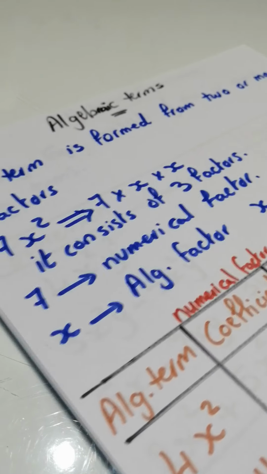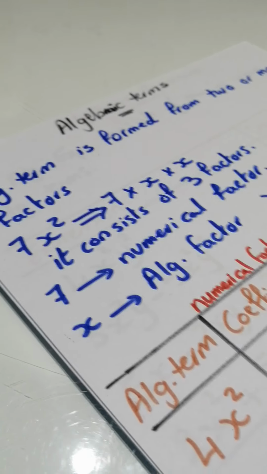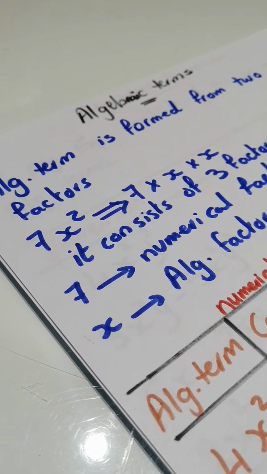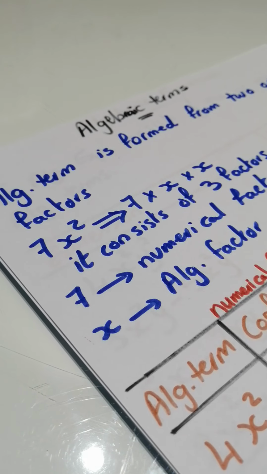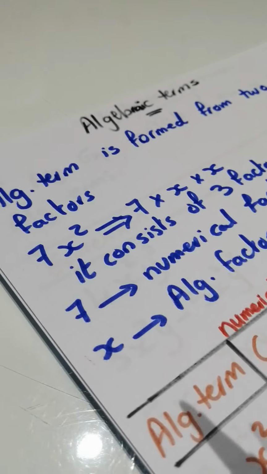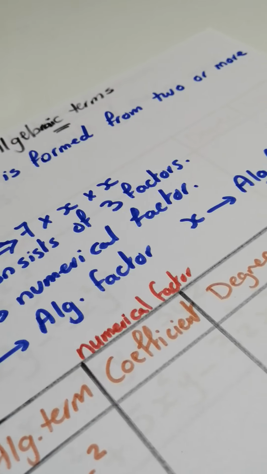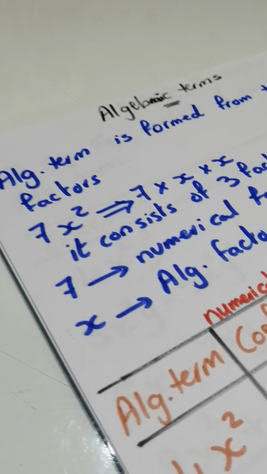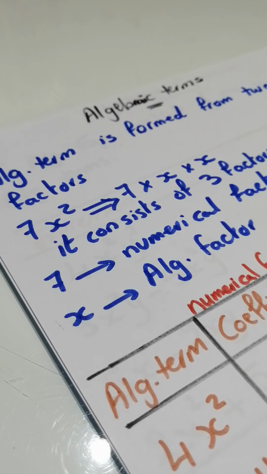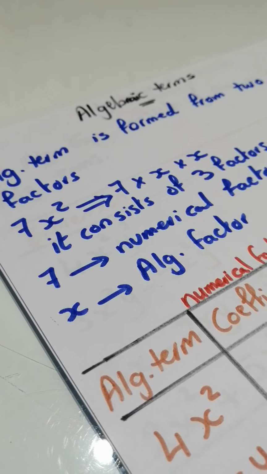Today we are going to start the algebraic terms and the algebraic expressions. The first thing we are going to start with is the algebraic terms. What does the algebraic term mean? An algebraic term is formed from two or more factors. Okay, it is formed from two or more factors.